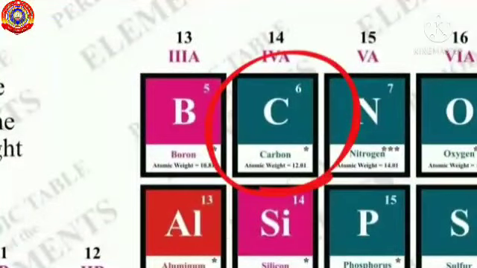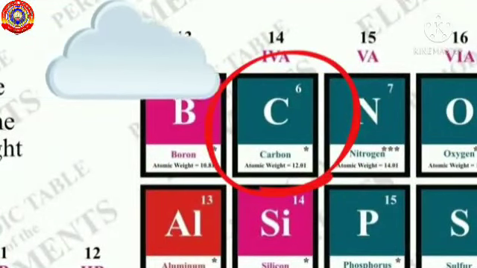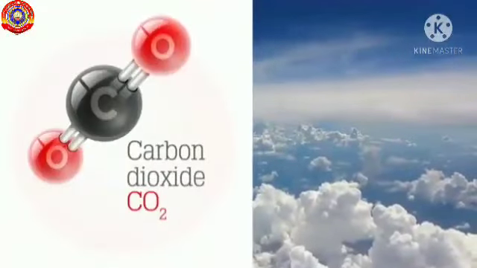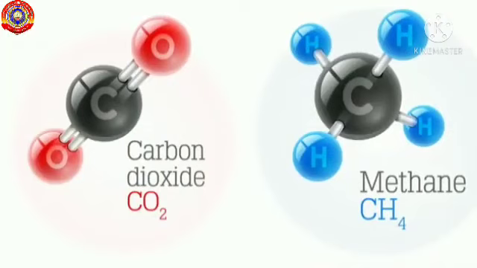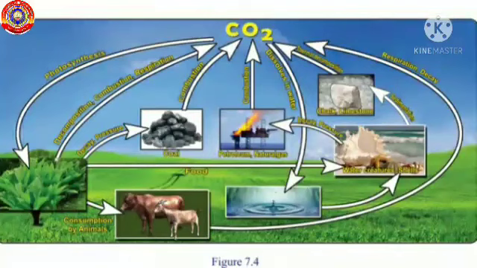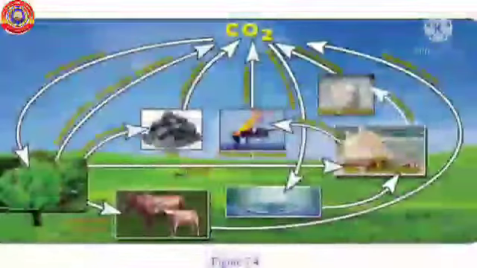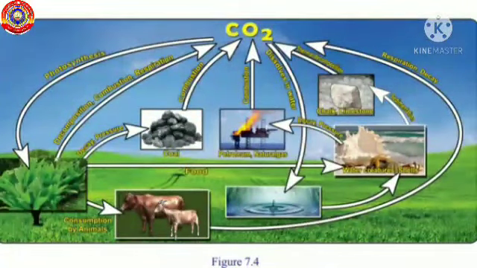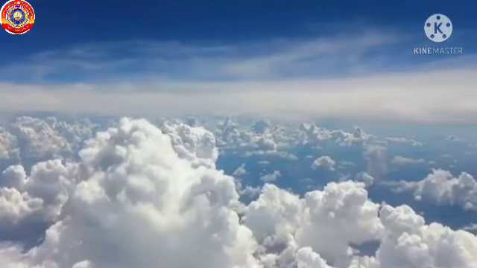In the beginning of the lesson, I told you that carbon and carbon compounds are essential for the existence of life, right? So let's analyze the statement based on a figure. The figure 7.4 shows the different ways in which carbon dioxide gas is exchanged over the earth. So shall we see this cyclic process in detail? In this figure, you can see that the carbon enters the atmosphere as carbon dioxide.